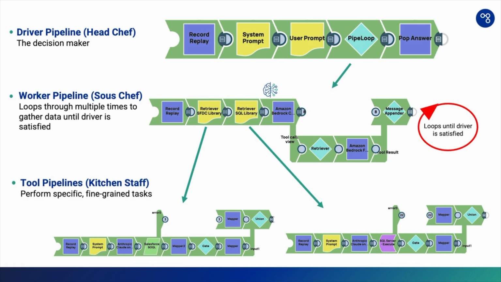That all gets put together into a package for our PipeLoop Snap, which is the most important Snap when it comes to executing our worker pipeline, which executes our tools. So what happens is once the PipeLoop gets activated, the worker pipeline iterates over our tools until the stop condition that was defined in our driver pipeline is satisfied. So as you can see, the driver pipeline hits the worker pipeline.